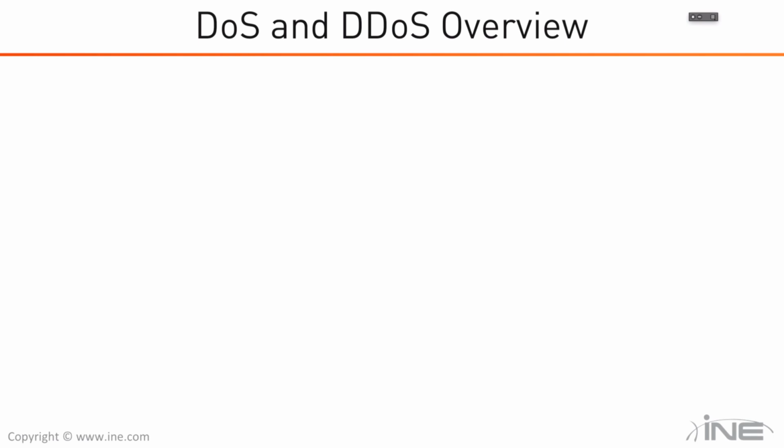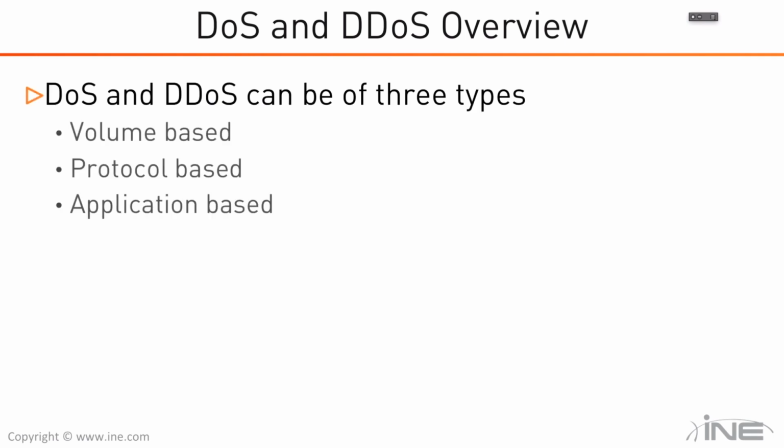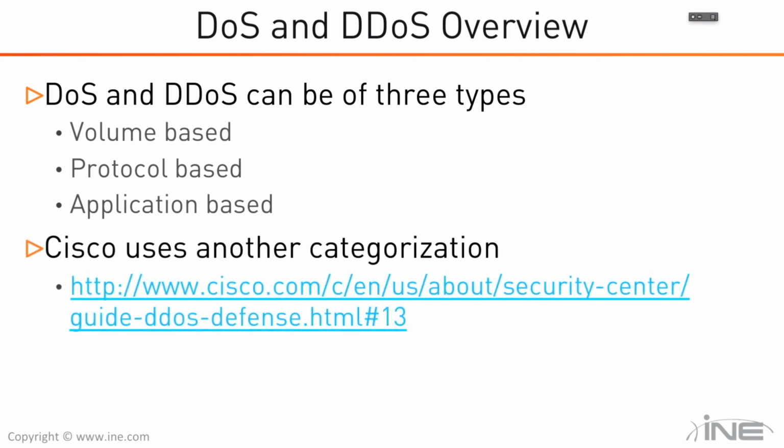Now, before we get to attack types, we have to define the types of attacks. Both DoS and DDoS attacks are primarily divided into three types. They're known as volume-based, protocol-based, or application-based. At the same time, we're going to see a Cisco document, an older one that is not really updated, but still has a good amount of information. Cisco uses another categorization for the types of attacks. I personally prefer volume-based, protocol-based, and application-based because it makes a clearer distinction between what each attack is supposed to be doing.